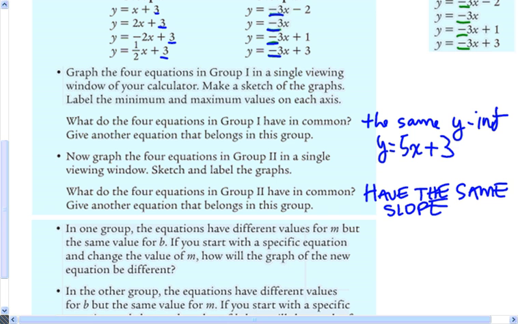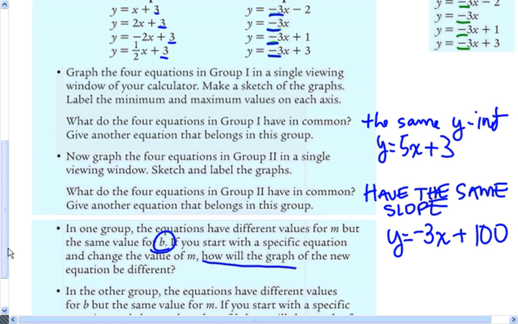Another equation that would belong in that group is any equation with a coefficient of negative 3, like negative 3x plus 100. All right, in one group, the equations have different values for m, but the same value for b. If you start with a specific equation and change the value of m, how will the graph of the new equation be different? Well, if they all have the same value for b, b is the y-intercept, that means they're all going to cross at the same spot on the y-axis.